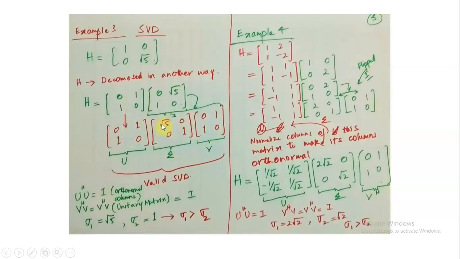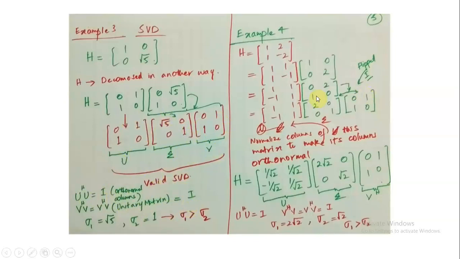So now if we see that this is a U matrix, it has orthonormal columns, and this is a unitary matrix, which gives identity. The SVD is valid because now the Σ matrix, which is a diagonal matrix that only contains the diagonal elements, has sigma 1 greater than sigma 2.